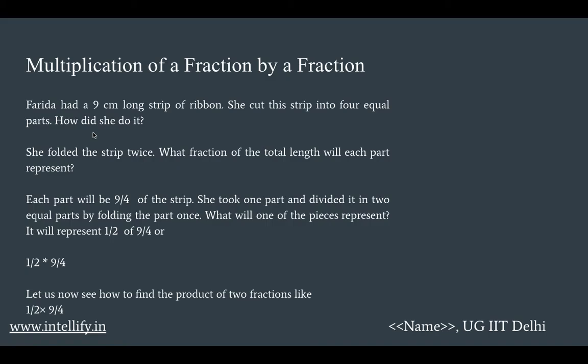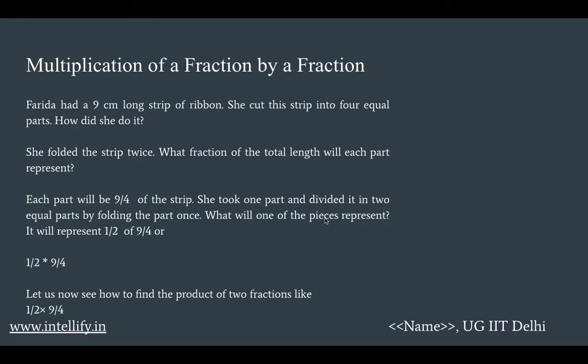So how do we do it? She folded the strip twice. What fraction of the total length will each part represent? It will represent half of the whole, that is 9 by 2 and 9 by 2. When you fold it once it is half, and when you do it twice it is the fourth part of the whole, that is 9 by 4 of the strip. She took one part and divided it into two equal parts by folding the part once.